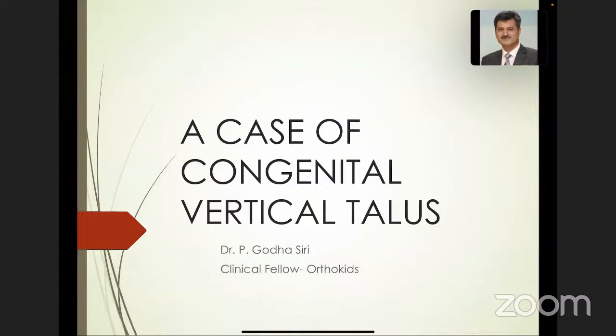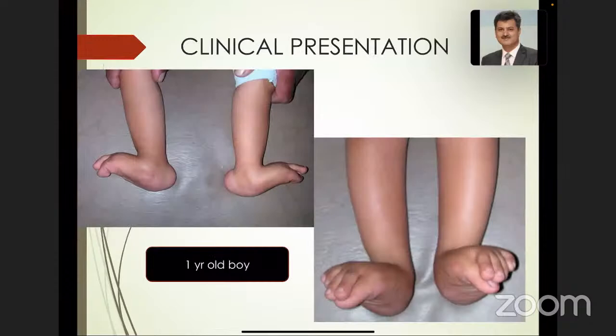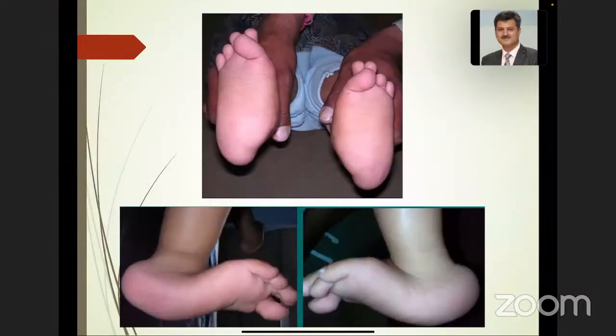Okay, sir. So I'm going to present a case of a congenital vertical talus in a 1-year-old child. So we had a 1-year-old boy and he presented to us with this deformity, a classical rocker bottom foot with convex plantar surface, and the foot is everted into valgus and externally rotated. So these are the clinical pictures, classical rocker bottom.